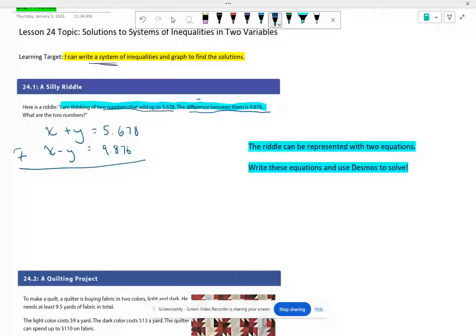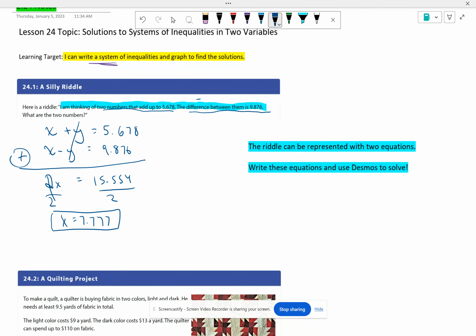If I add these two equations together, the y's are going to cancel out, and I'm going to be left with 2x equals, if I add 5.678 plus 9.876, I think you get 15.554. And then if I divide both sides by 2, you get x is 7.777. Lucky number 7. Cool. That allows us to find the x value in the solution. I know it doesn't tell us the y value, but it gets us partially there.